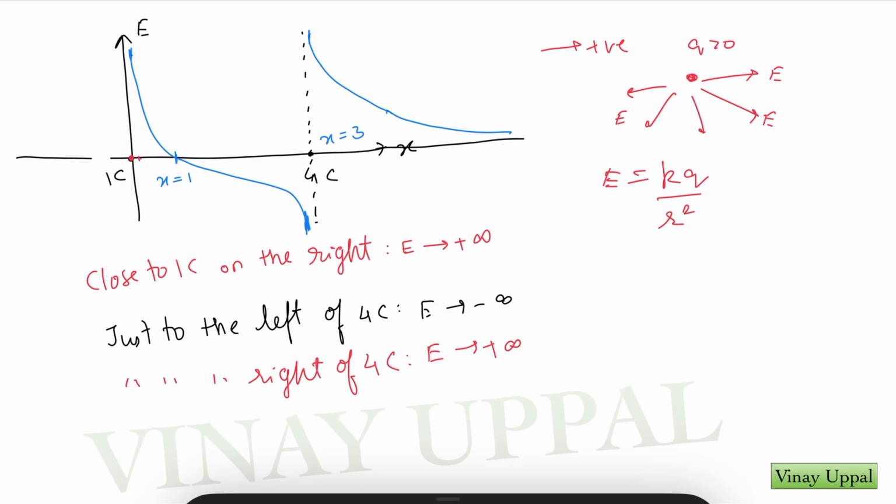Similarly, if I look at the region to the left of 1 coulomb, just to the left of 1 coulomb, the electric field will be to the left, away from 1 coulomb, so it is in the negative direction, and magnitude will be infinity, so the electric field will be tending to negative infinity. And once again, very far away from both the charges, the electric field has to tend to 0 again. So this will be the graph of electric field. I hope you've understood how to plot the graph.